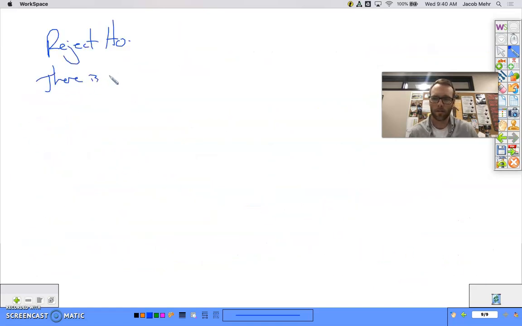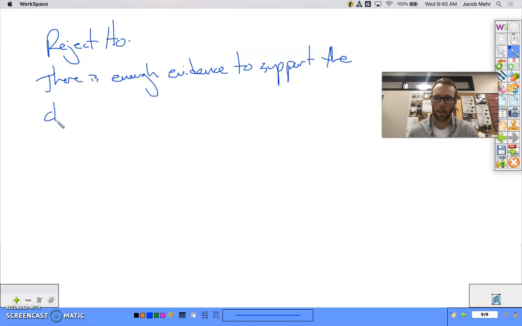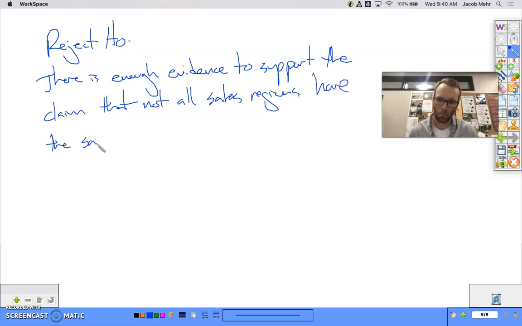There is enough evidence to support the claim that not all sales regions have the same monthly mean. There we go. I think we have an idea which one it is, but we can't say that exactly from our test, but they are definitely not all the same.